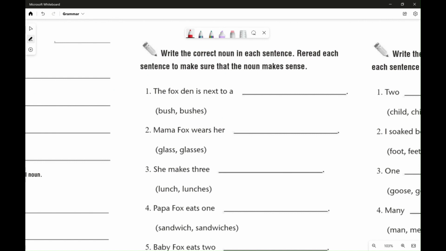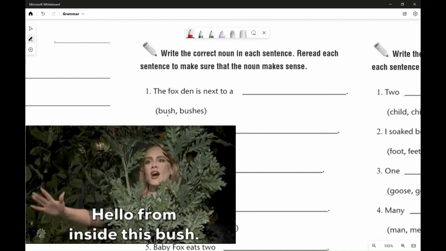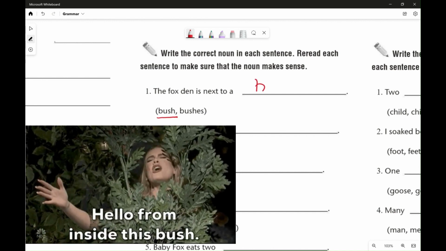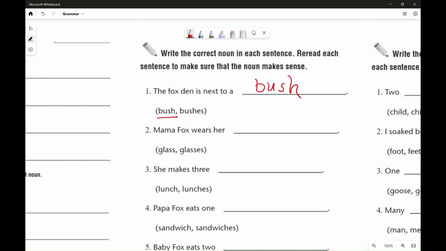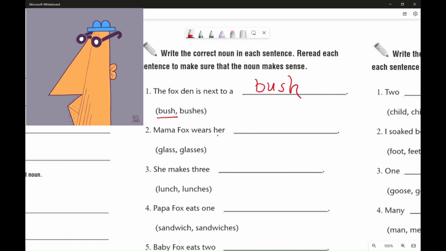Write the correct noun in each sentence. Reread each sentence to make sure that the noun makes sense. The fox den is next to a bush. A means only one, so it's bush. Okay, Mama Fox wears her glasses. We can only wear our glasses, not glass.